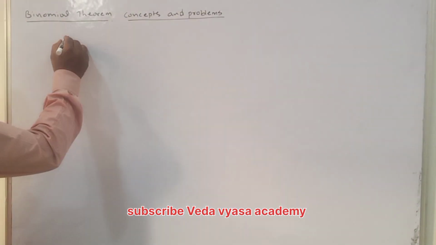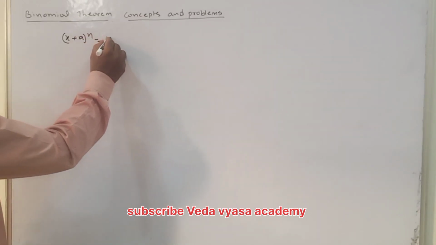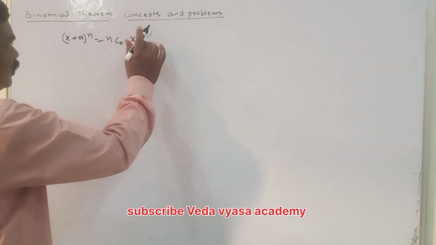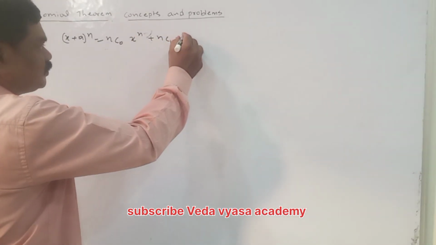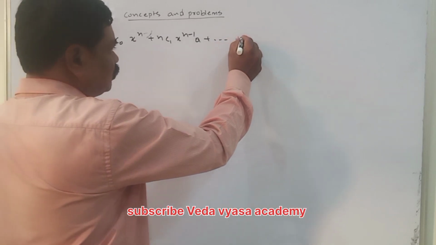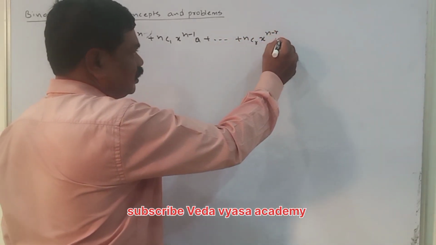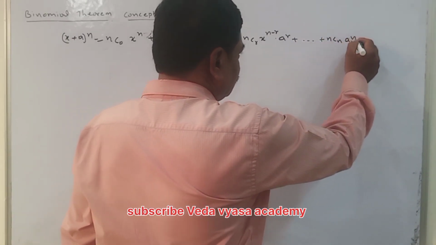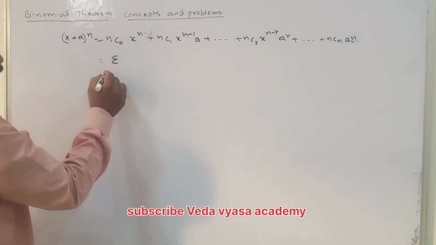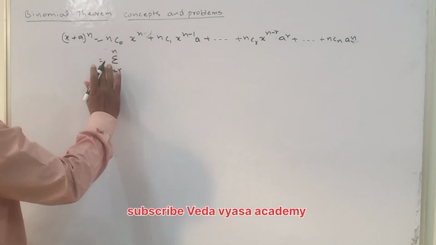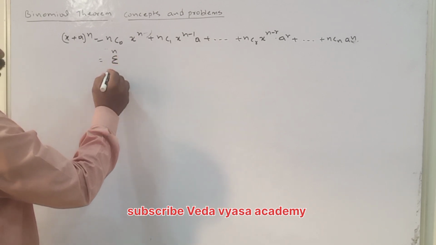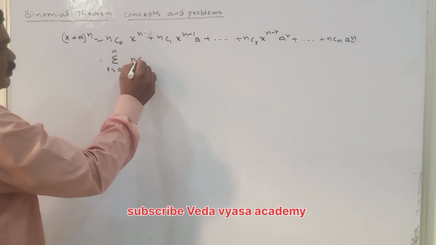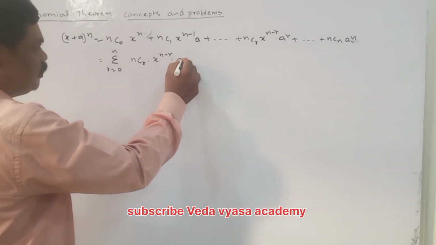Here, before discussing the middle term, you write the expansion of the binomial theorem. (x + a)^n = nC0 x^n + nC1 x^(n-1) a + and so on + nCr x^(n-r) a^r + and so on + nCn a^n. This can be written as the sum over r = 0 to n of nCr x^(n-r) a^r.